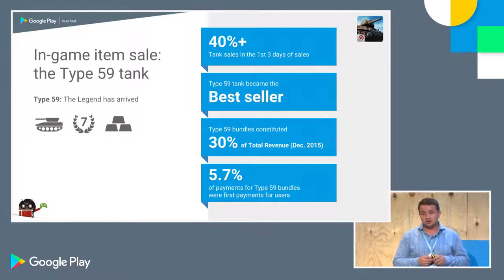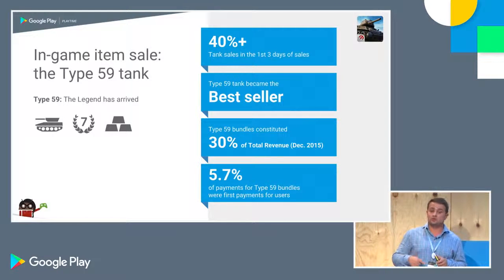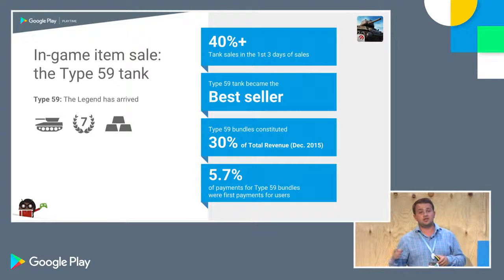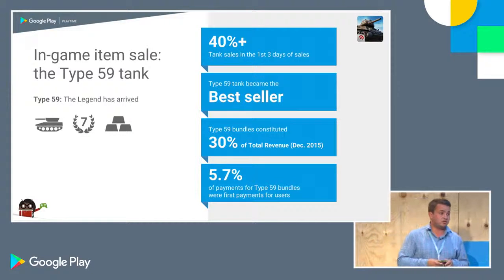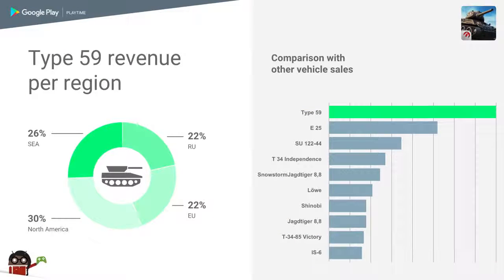So as you can see here, the number of tanks that are sold within the first 3 days is increasing by 40%. It's the best-selling tank of all time. It drives 30% of revenue for a month, and it creates a lot of new paying users. 5.7% of people who bought the bundle with this tank paid within the ecosystem for the first time. So it's quite a smart move. This is a chart showing the number of sales of this legendary tank, the Type 59, compared to other tanks, and the E25 is one of the most popular and available in the game the whole time. So this is quite cool.